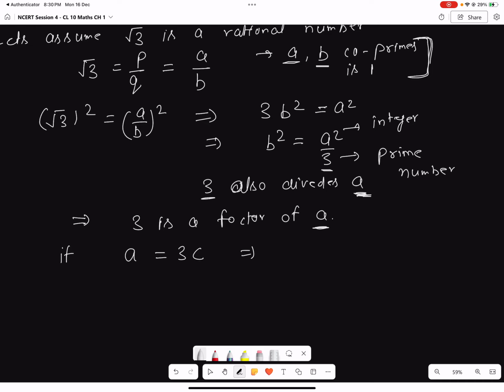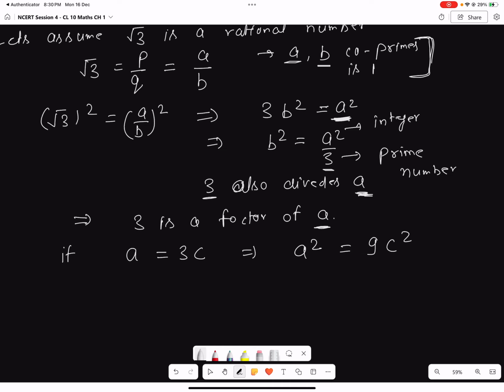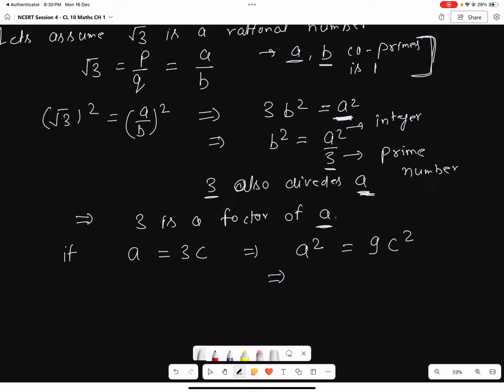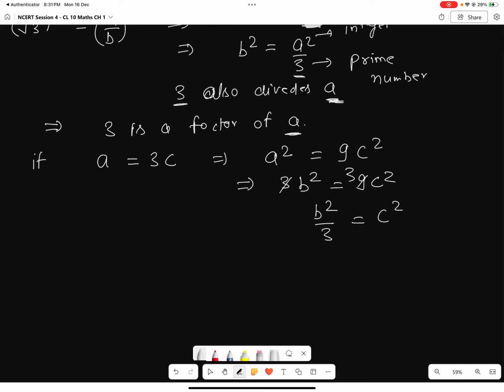Squaring both sides, you get 9C square. And then you will simply replace A square with 3B square, because now you have to prove that B also has a factor 3. So here you will say 3B square equals 9C square, 3 3s are 9, then B square equals 3C square. I'm just going a little faster here. Then that means, as per the theorem again, this being a prime number, this being an integer, 3 will divide B square and also 3 will divide B.